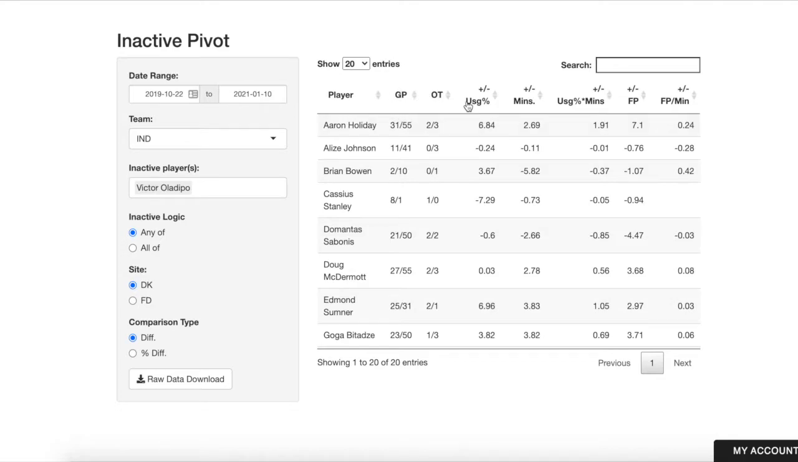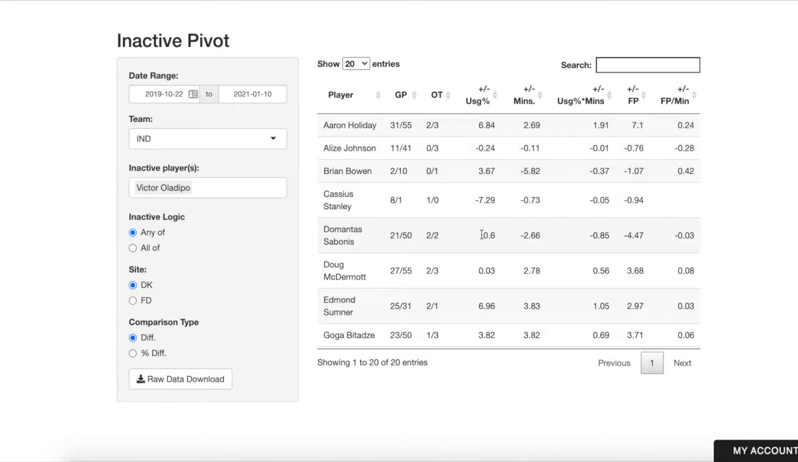These are just useful for understanding, in subsets, how many games and how many overtime games are in each subset. So the premise of the app is pretty much just looking at players' metrics for games in which player X, Oladipo, is inactive versus games in which player X is active. And really just looking at that and kind of net plus minus. So positive being, in this case, Aaron Holiday has a usage rate of 6.84% higher when Oladipo is inactive.